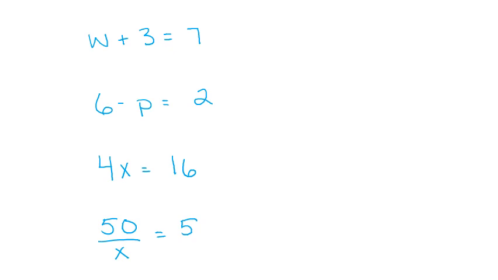Some number, w, plus 3 gives us 7. So if we were going to do this the logical mathematical way, we would say, well, I want to get w all by itself. It's got this 3 sticking to it. I want to get rid of that 3 by using the opposite. So they're gone. What I do to one side, I must do to the other. All that's left is my w, keep my equal sign, 7 take away 3, boom.